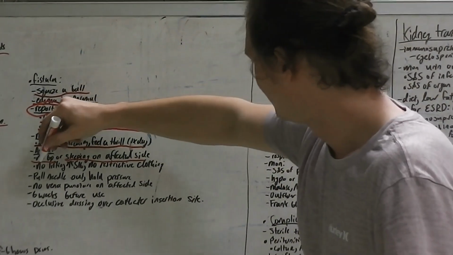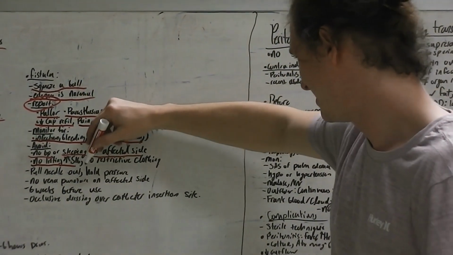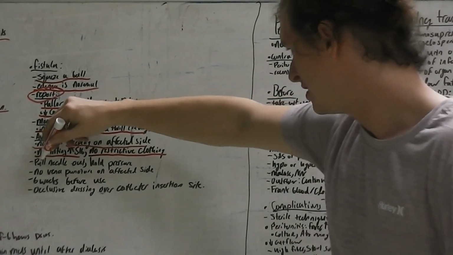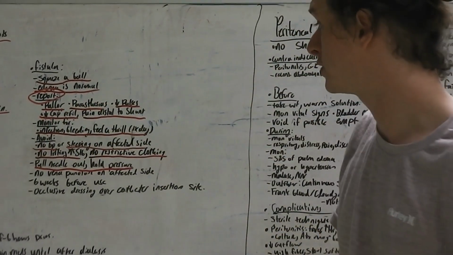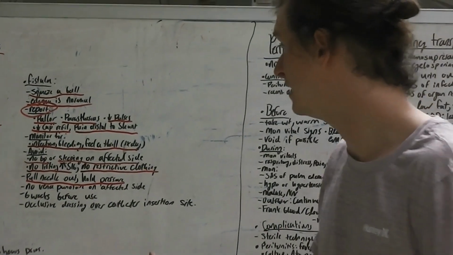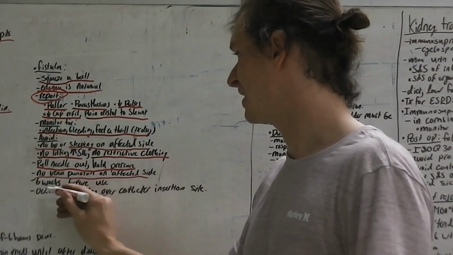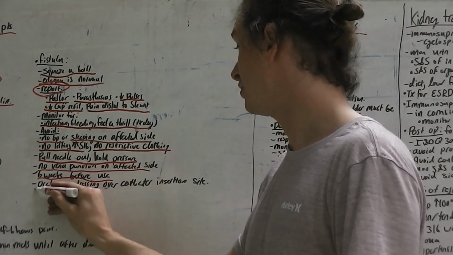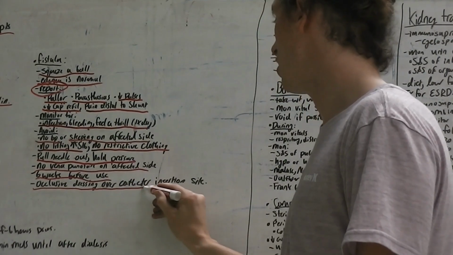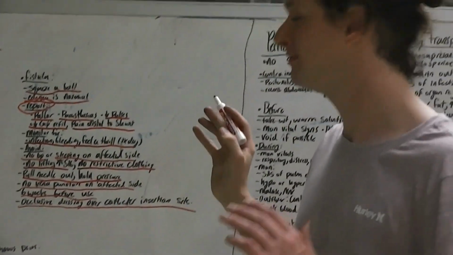Yes, sir. No lifting over 5 pounds. No restrictive clothing. We need to pull the needle out. When we pull that needle out, we need to hold a lot of pressure on there because we have an increased risk for bleeding. No venipuncture on the affected side, and we need to have this fistula in 6 weeks before we use it. And an occlusive dressing is used over the catheter insertion site. The biggest thing with all of this is infection.